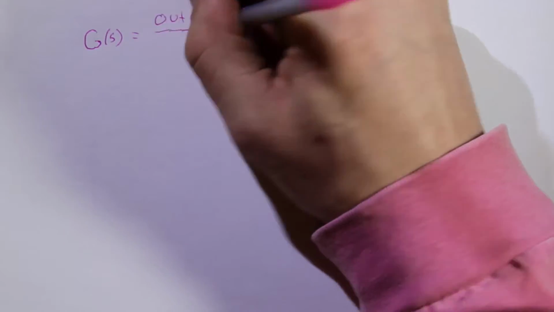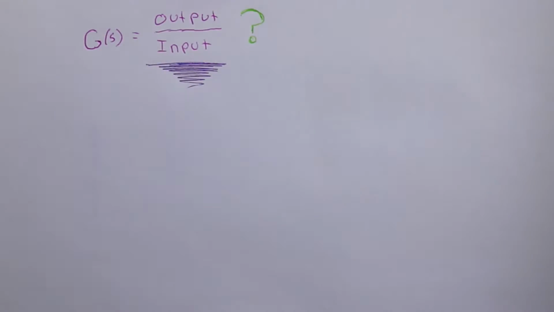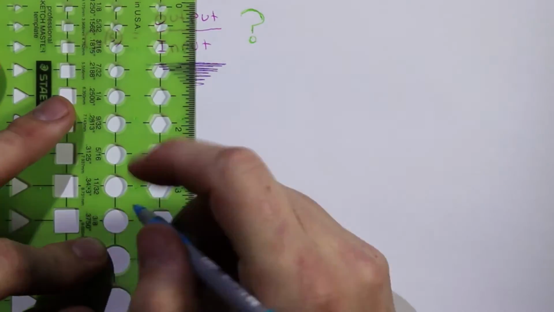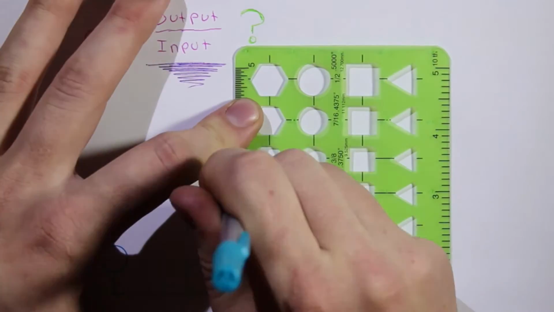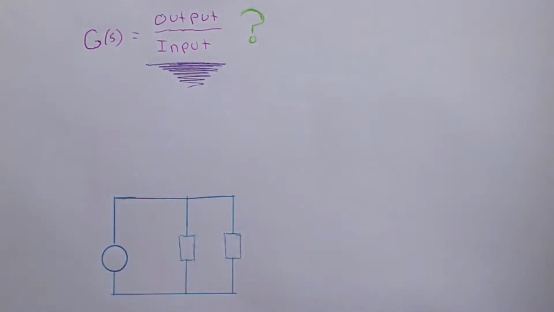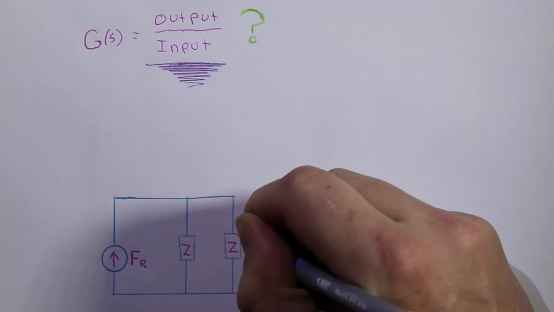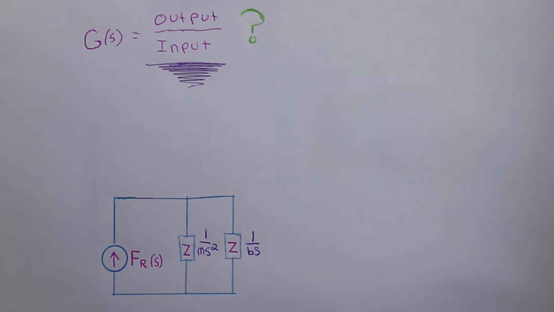Well, first we used the mechanical drawing from the previous page and turned it into an impedance network. Here, you can see we have our FR, or force from the rotors, representing a current input. We also have two impedance devices, one for the mass of the system and one for the dampening value.